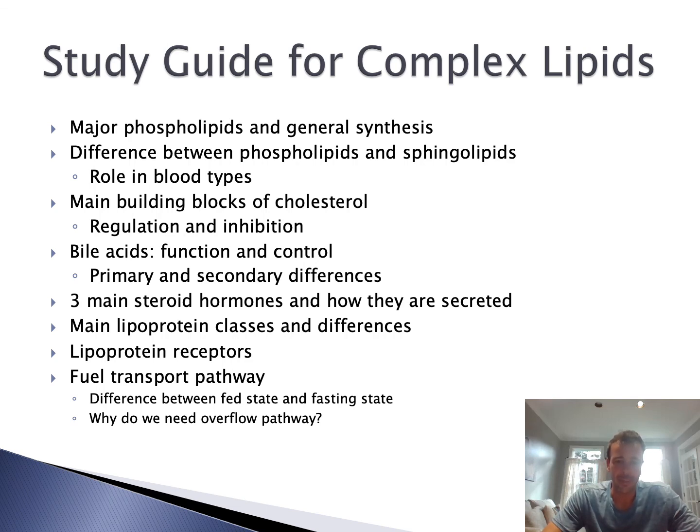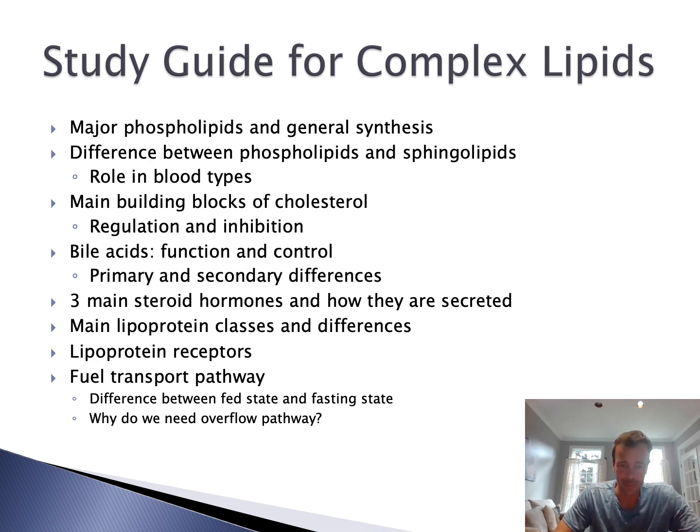And then I talked about bile acids. The main things there are what the function of bile acids are, where you find the primary and the secondary, and what the differences are there. Not necessarily the structural differences, but how they are made. One's made in the liver by our own enzymes, the other one's made in the intestine by anaerobic bacteria. The three main steroids I discussed and how they are secreted, that could come up. A slide or two on that.